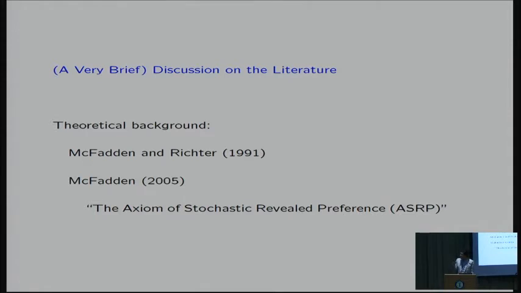And once again, at the very theoretical level, there's an answer to the question of what the implication of random utility axioms is on observed quantities like conditional choice probabilities. That's summarized by the papers by McFadden and Richter, and is typically called the axiom of stochastic revealed preference, ASRP.